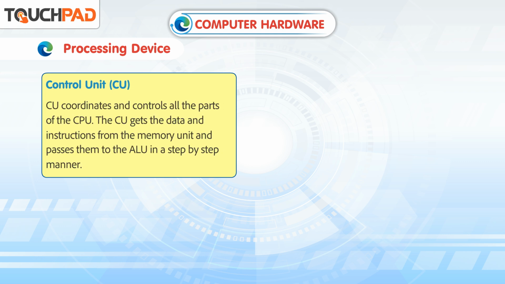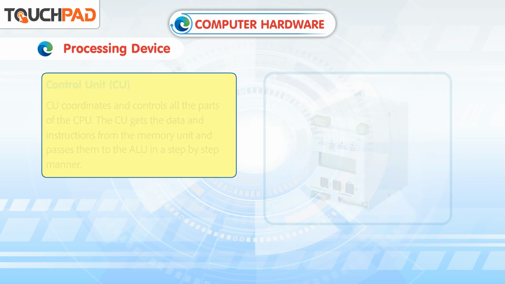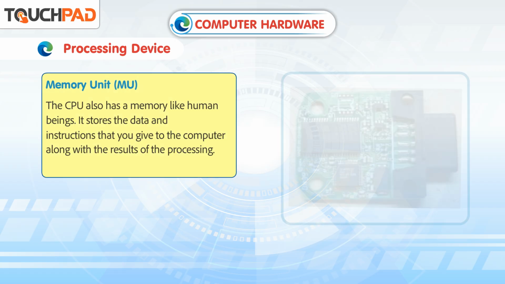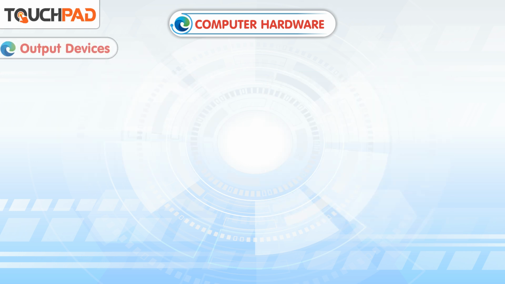Control Unit, CU. CU coordinates and controls all the parts of the CPU. The CU gets the data and instructions from the memory unit and passes them to the ALU in a step-by-step manner. Memory Unit, MU. The CPU also has a memory like human beings. It stores the data and instructions that you give to the computer along with the results of the processing.